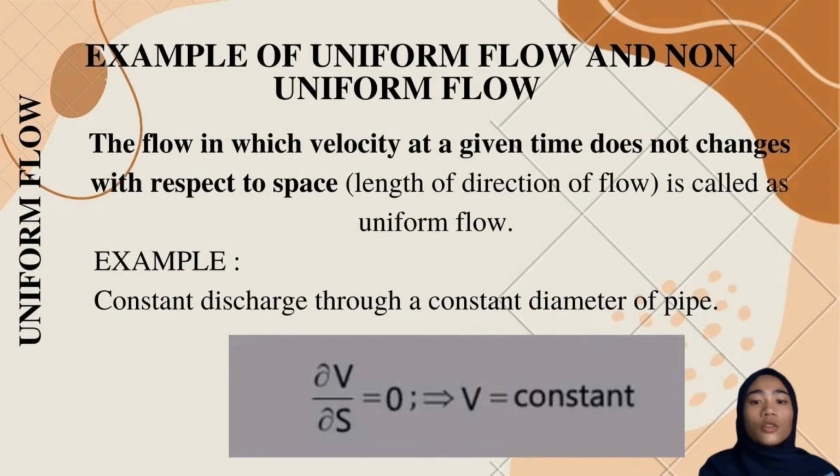First, let's see the uniform flow. The flow in which the velocity at a given time does not change with respect to space is called uniform flow. For example, a constant discharge through a pipe of constant diameter.